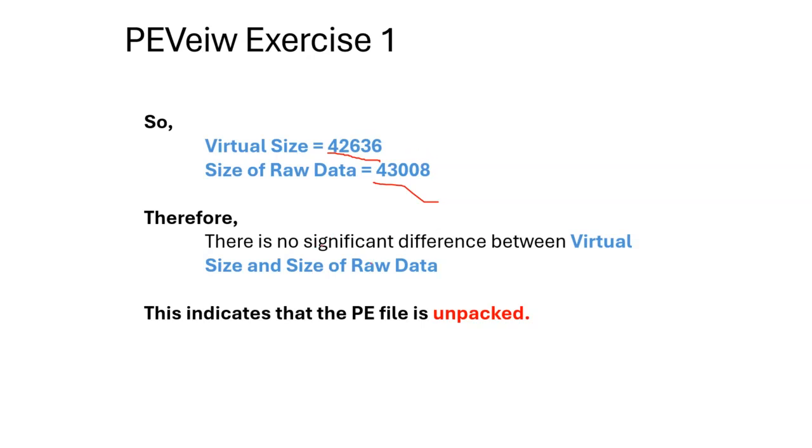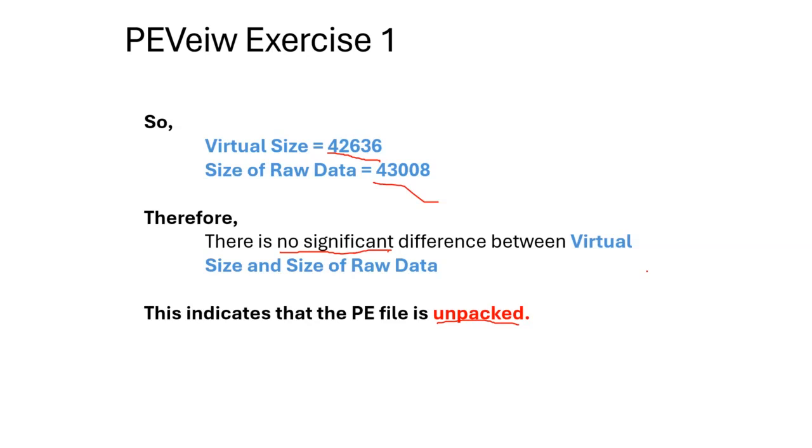Okay, so basically there is no significant difference between these two, and this implies that we don't have any packing. So it's an unpacked file. There is nothing in it. No malware is hidden in it, basically. So that's the meaning based on this. I hope you get what I'm trying to explain. If you don't understand any section, feel free to ask. I will show you how to do it.